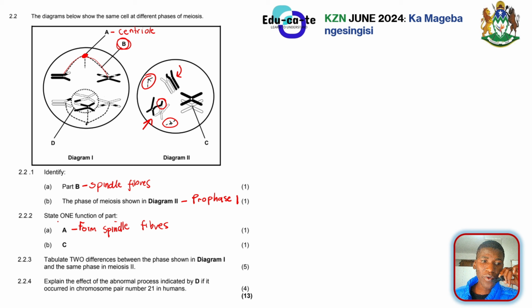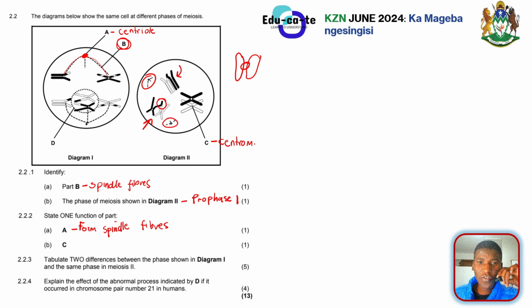And then now they say state one function of part C. You can see that part C here is a part in between chromosomes. It's more like something like this. You have got two chromatids, and part C is somewhere in between, and it's like a button, or just a round thing. So basically that round thing is known as the centromere. So to identify part C, we say it is the centromere.